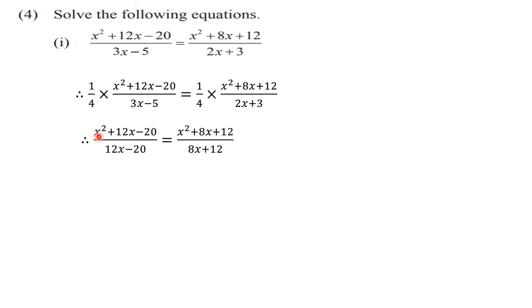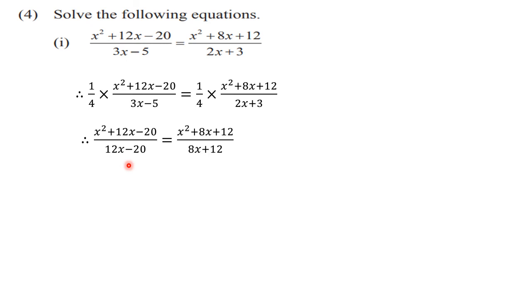See, x square plus 12x minus 20 in the numerator as it is on both places, x square plus 8x plus 12, and in the denominator we are writing by multiplying by 4. So here we have 12x minus 20 and here we have 8x minus 12. Now we can observe that these two terms are exactly similar on both places. They have the same signs also.